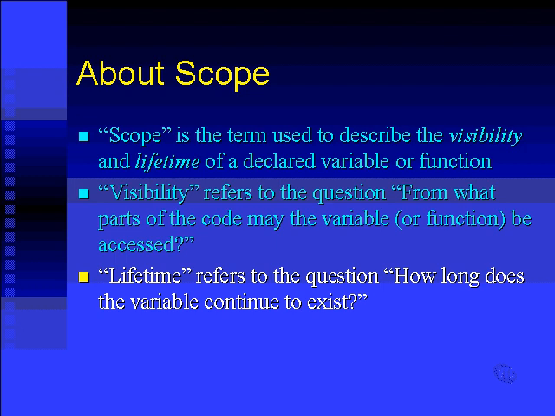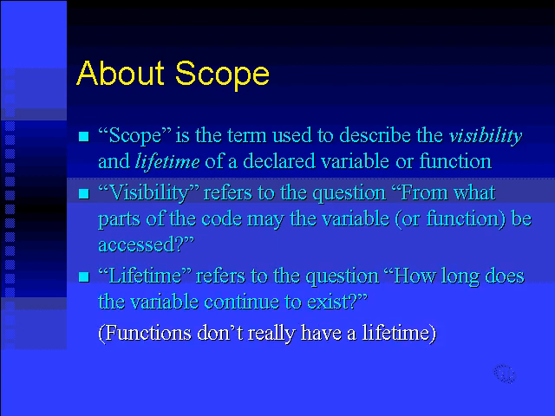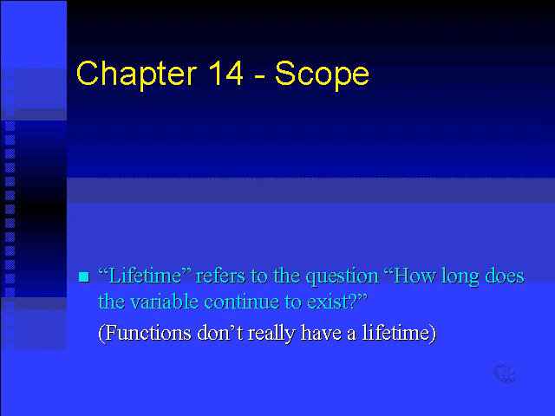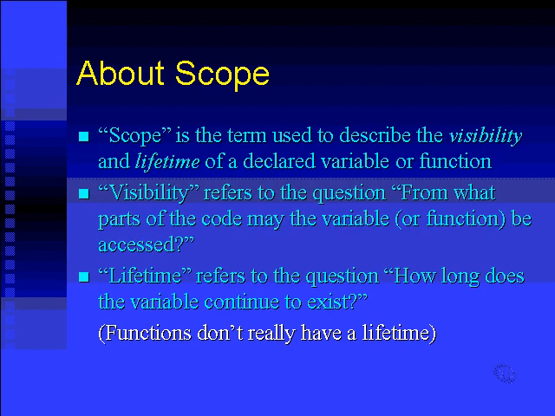Notice in that final bullet point there, I say how long does the variable continue to exist, but I don't say the variable or function continue to exist, because functions don't really have a lifetime. They don't really exist. They never really get created or destroyed as the program executes. They're always just available to be called. Anyway, let's move on. Variable scope.